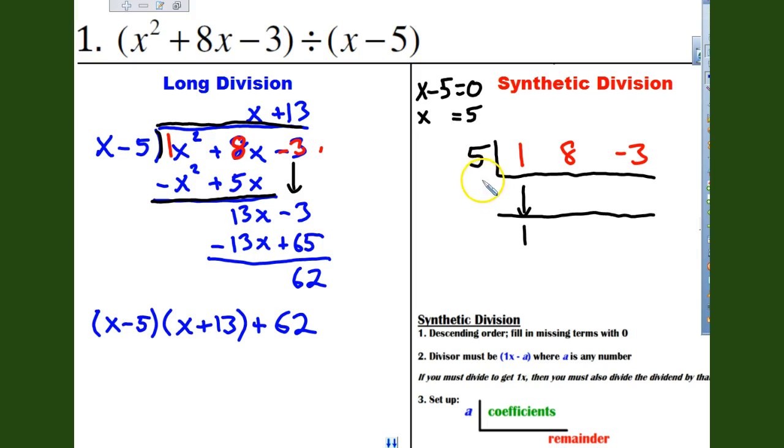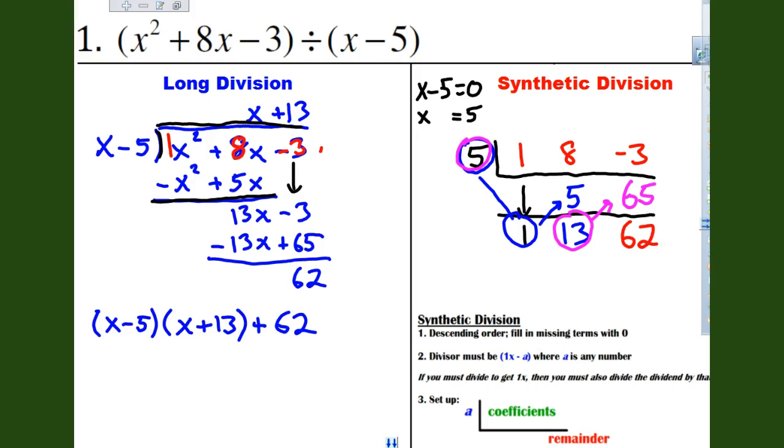So we are going to multiply these two together and then write the answer here. So 5 times 1 is 5. I'm going to write it directly underneath the 8. So it has a column format similar to long division. And then go ahead and add them up. So 8 plus 5 is 13. And then repeat the process one more time, with 5 times 13. And then write the answer below the negative 3. So we get 65. And then 65 minus 3 is 62.